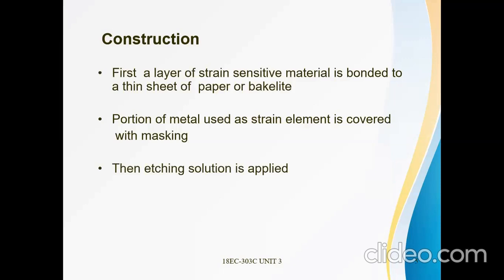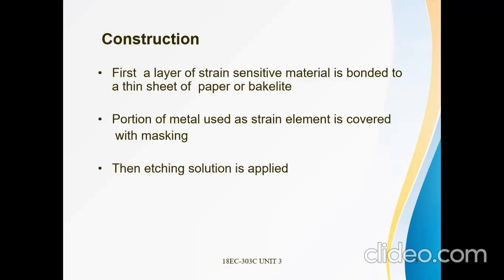After masking, etching will be processed. With that etching, the unmasked portion will be removed. The etching solution is applied. See what is happening in this foil strain gauge. First, a thin sheet of paper is taken. On that, whatever sensitive material we need to use for the foil is bonded on this sheet. After that, on the required part of the metal, masking is provided. The next step is this sheet is placed in an etching solution.